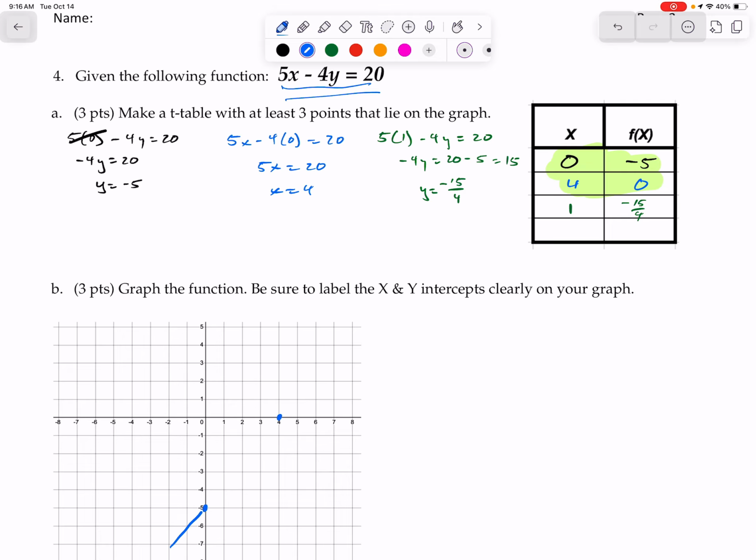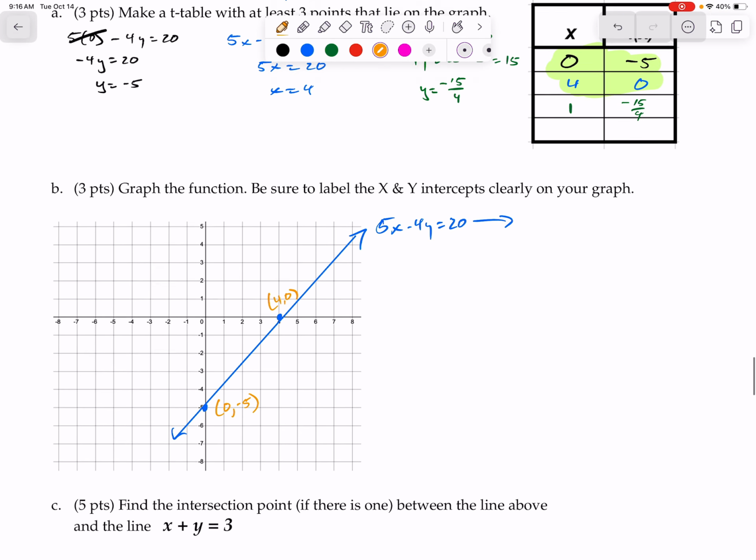And if I eyeball the line, it looks like that. I'm going to label it with 5x minus 4y equals 20. And by the way, I'm going to save that space over there to do a little bit of work. Make sure that I label my x and y intercepts. So this is 4, 0 and 0, -5. And I think I'm done with that question.